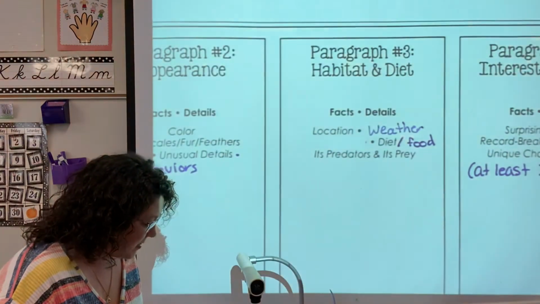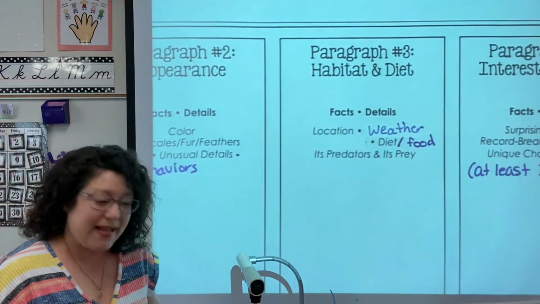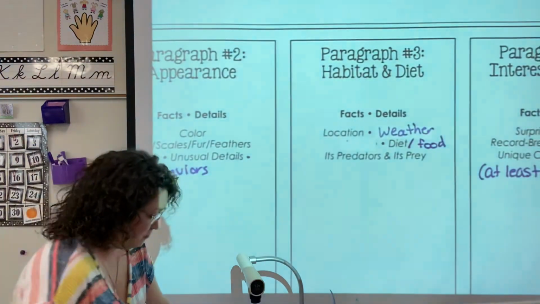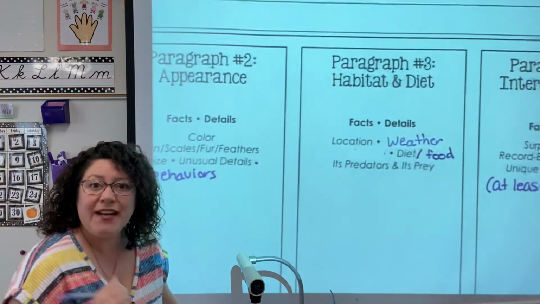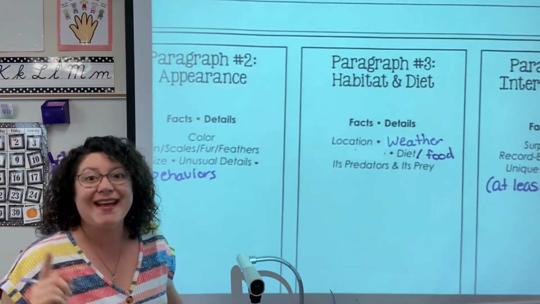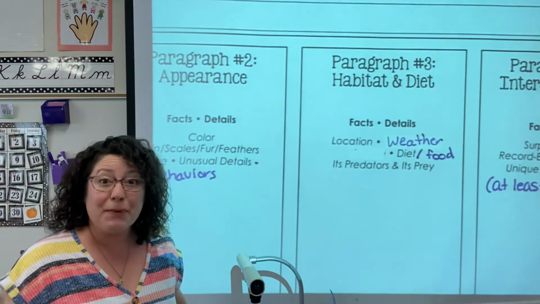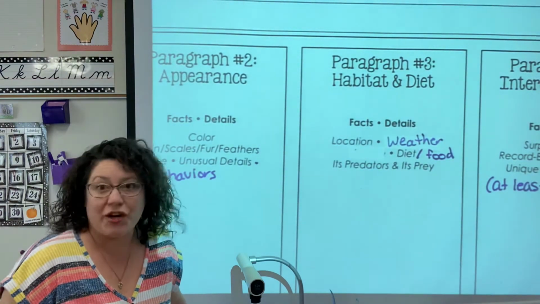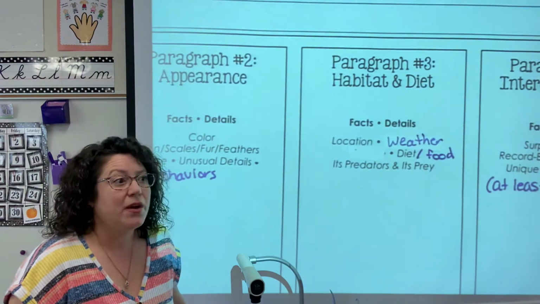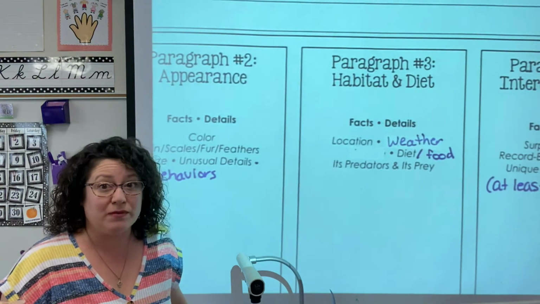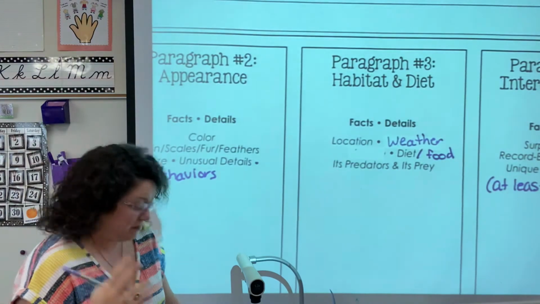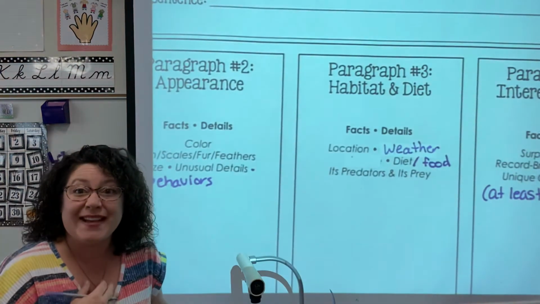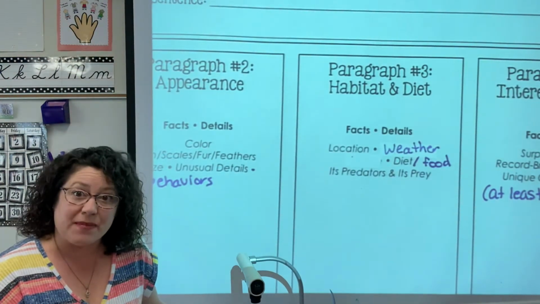Habitat and diet. Habitat, where does the animal live? The location, what kind of weather is there? The diet, what kind of food? And you also have to think, how does it get food? A bird is gonna get food a lot differently than a shark, okay? So how do they get their food? Claws, jaw, okay? It's predators and it's prey. What hunts it and what does it hunt? And you might not have something, okay?